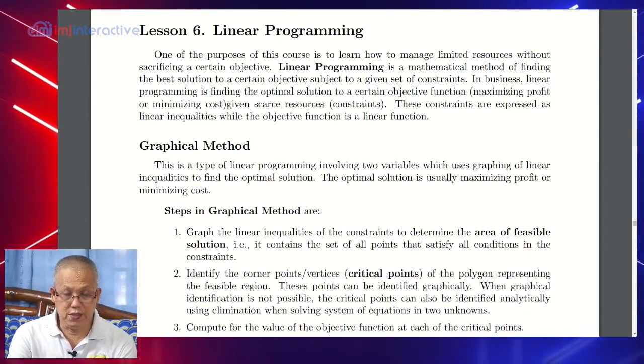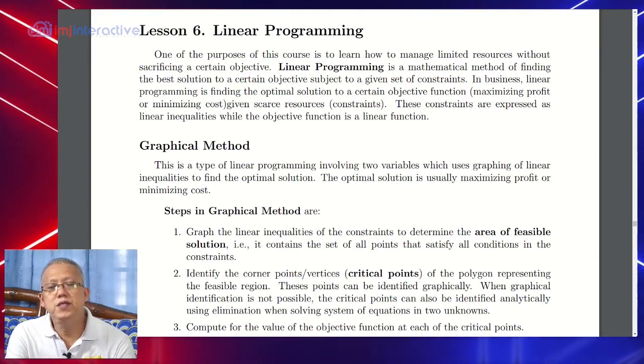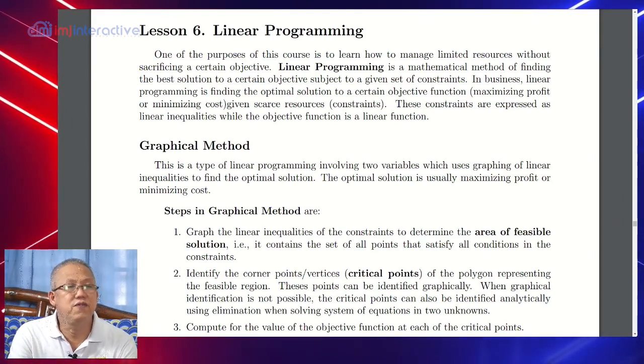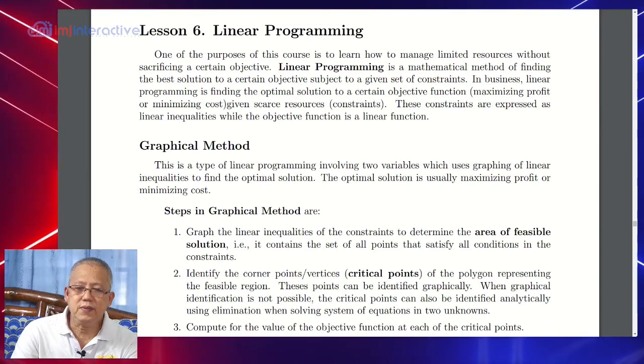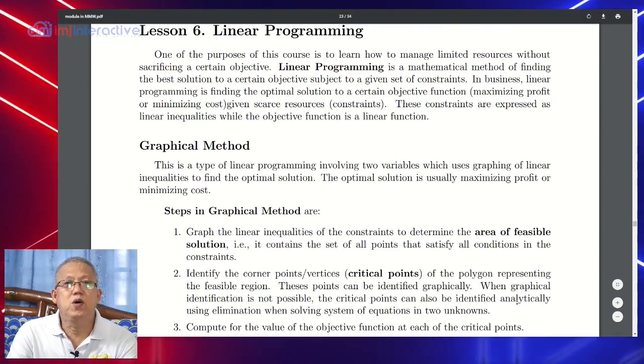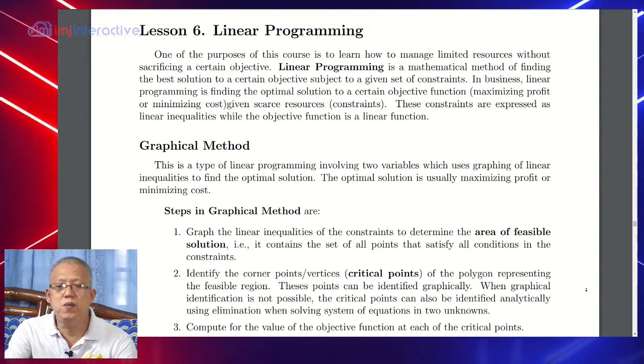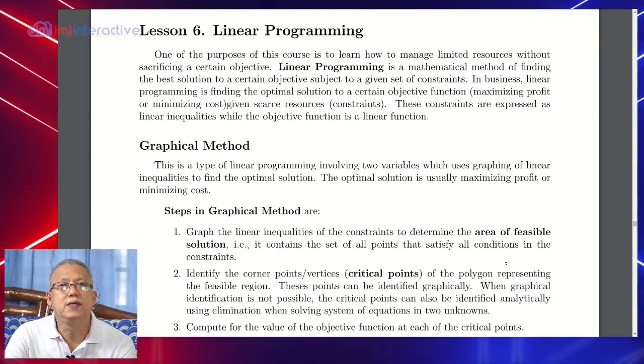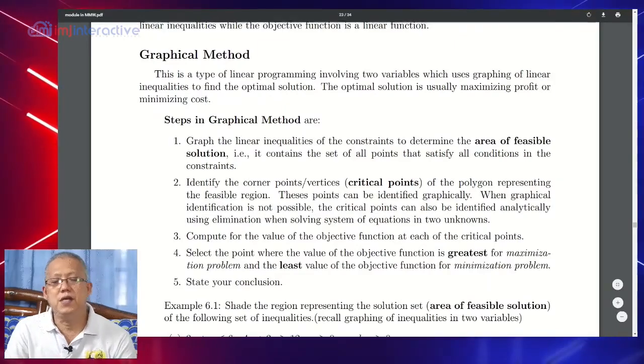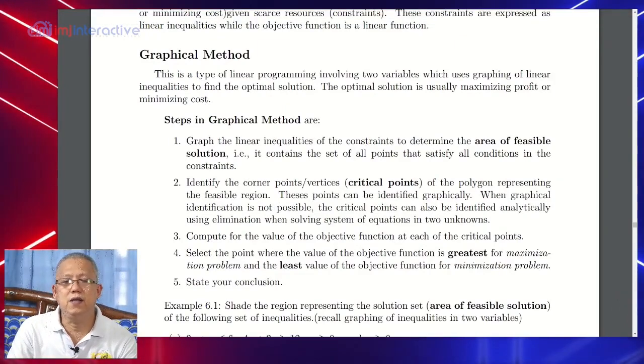So the first type of linear programming is the graphical method. This is a type of linear programming involving two variables, which uses graphing of linear inequalities to find the optimal solution. The optimal solution is usually maximizing profit or minimizing cost. Now, here are the steps in the graphical method.